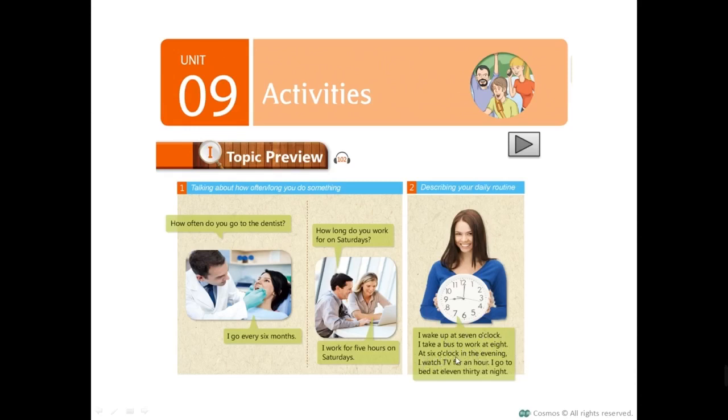At 6 o'clock in the evening. 밤에 6시에 I watch TV for an hour. 1시간 동안 TV 봐요. I go to bed at 11:30. 11시 반에 밤에 자요. 11:30 at night.